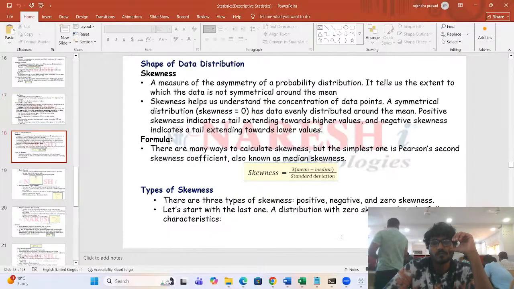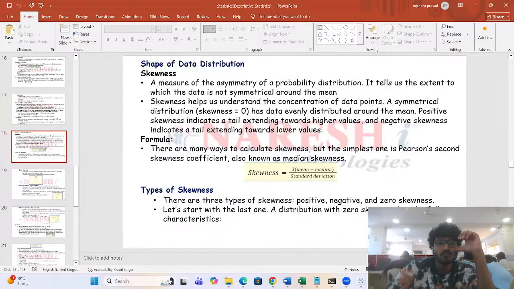See guys, I have one more document with an example of mean, median, mode and getting the insights out of it. First we'll complete the theory, then we'll go to the official practical session.